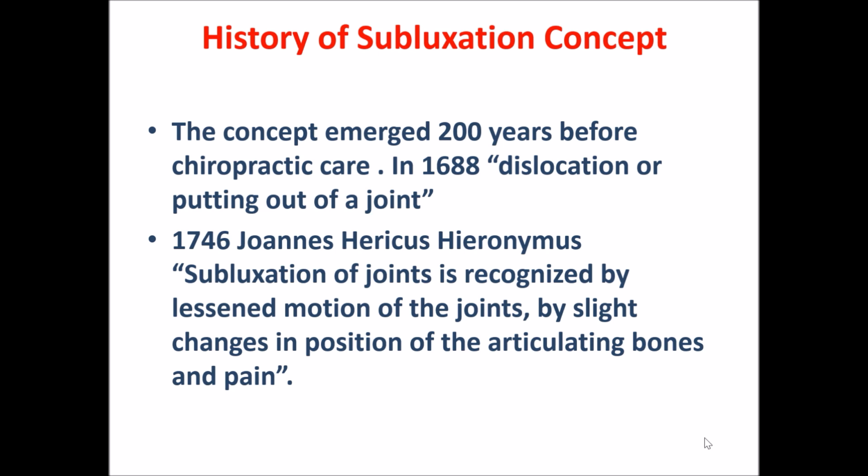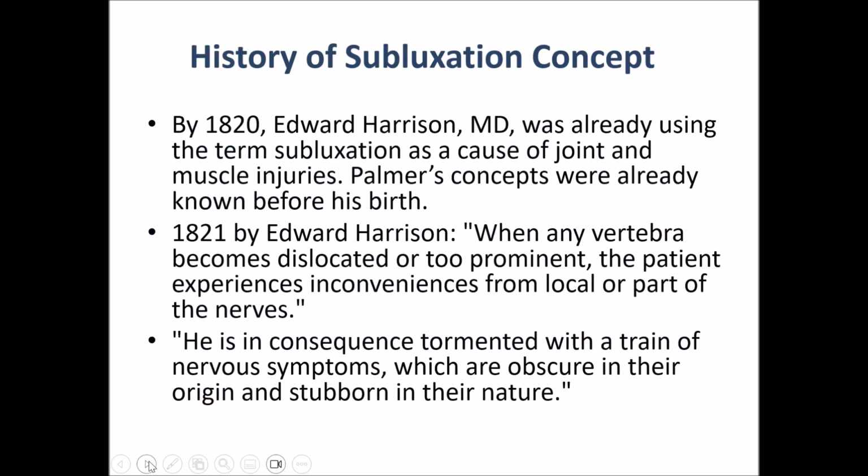And in 1746, Johannes Ericus Hieronymus said that subluxation of a joint is recognized by lessened motion of the joints, by slight change in position of the articulating bones, and pain. And there is a concept by Edward Harrison, MD, who in 1820 was already using the term subluxation as a cause of joint and muscle injuries. Palmer's concepts were already known before his birth. Yes, that's proof. In 1821, Edward Harrison also said that when any vertebra becomes dislocated or too prominent, the patient experiences inconvenience from local or part of the nerves. He is, in consequence, tormented with a train of nervous symptoms which are obscure in their origin and stubborn in their nature.